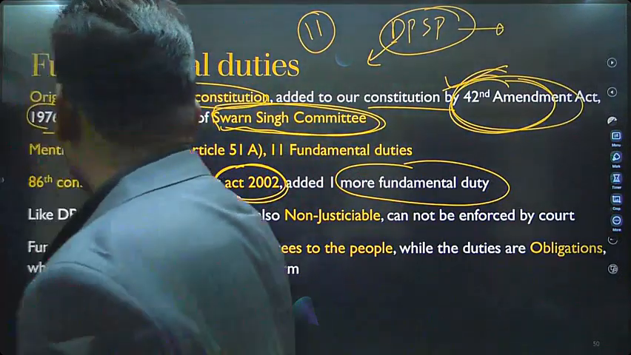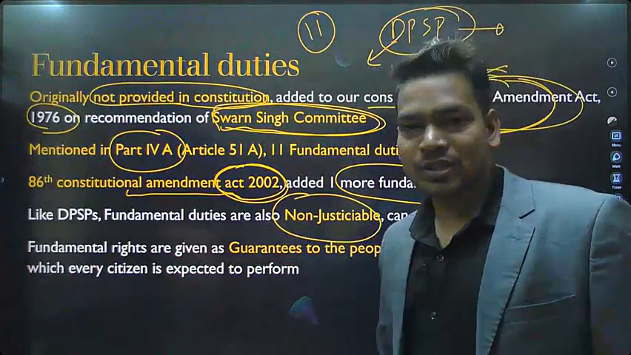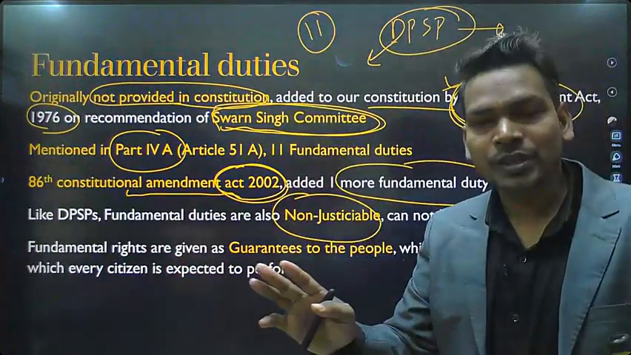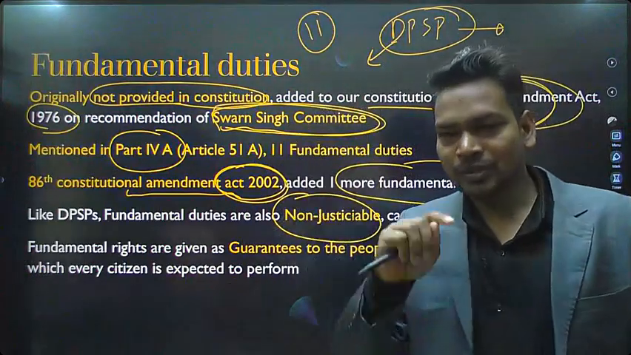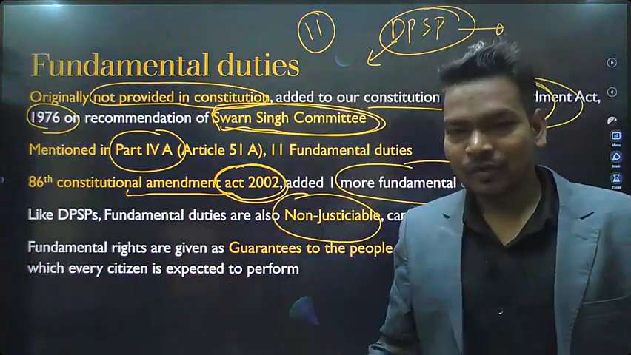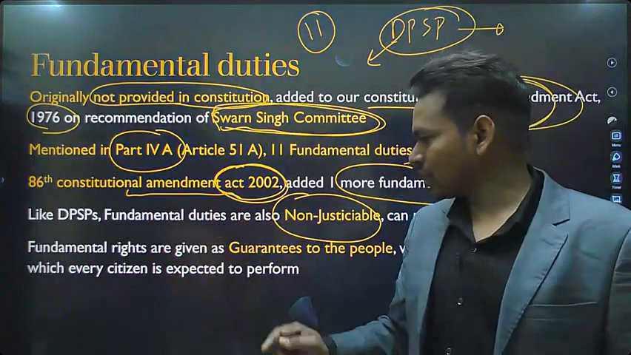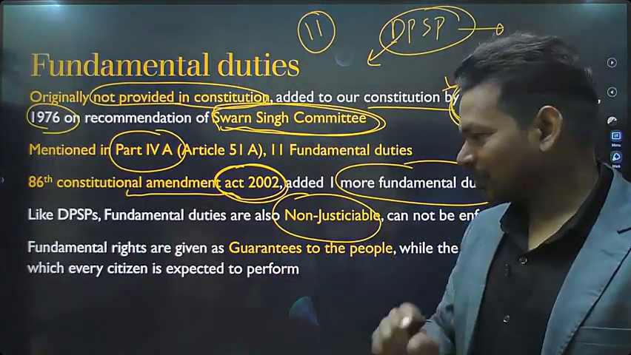Okay. So like DPSPs, fundamental duties are non-justiciable. So DPSP and fundamental duties are non-justiciable. If any government does not follow the DPSP, or any citizen does not follow the fundamental duties, you cannot approach the court. That's it. They are non-justiciable, while fundamental rights are justiciable.